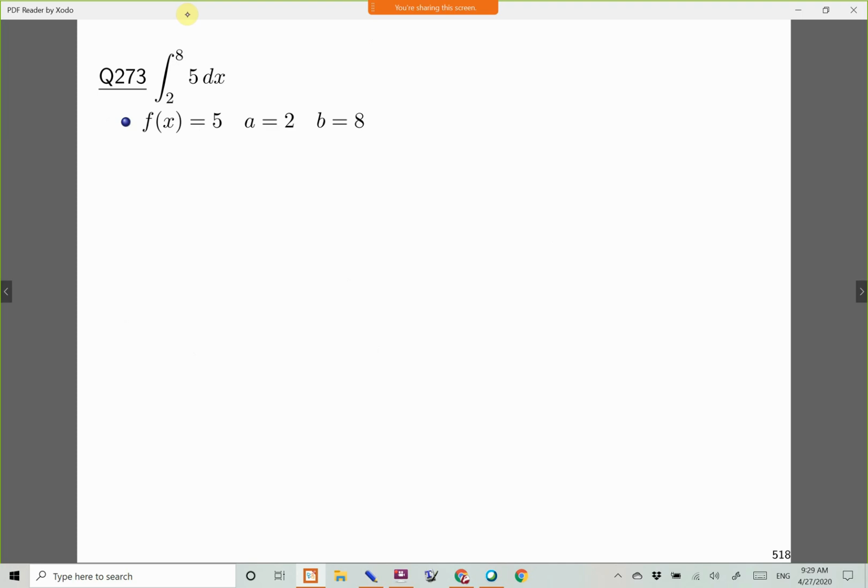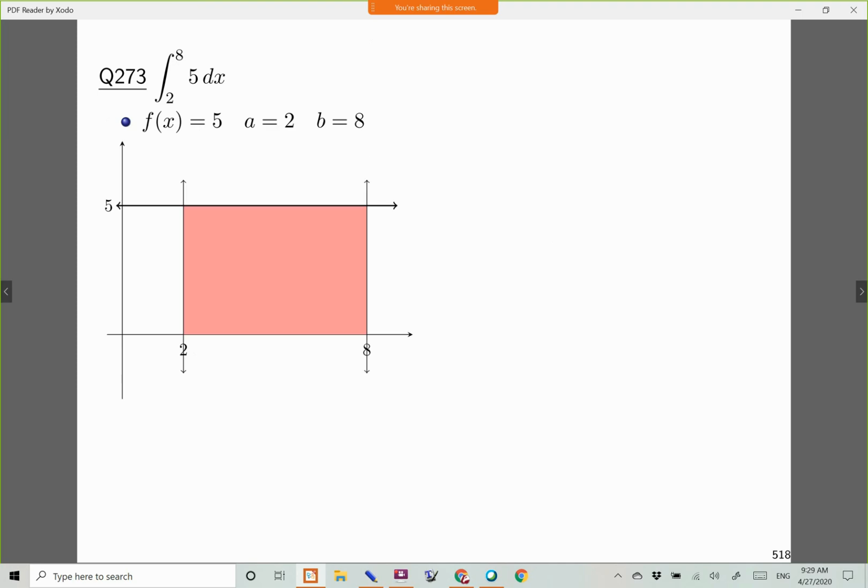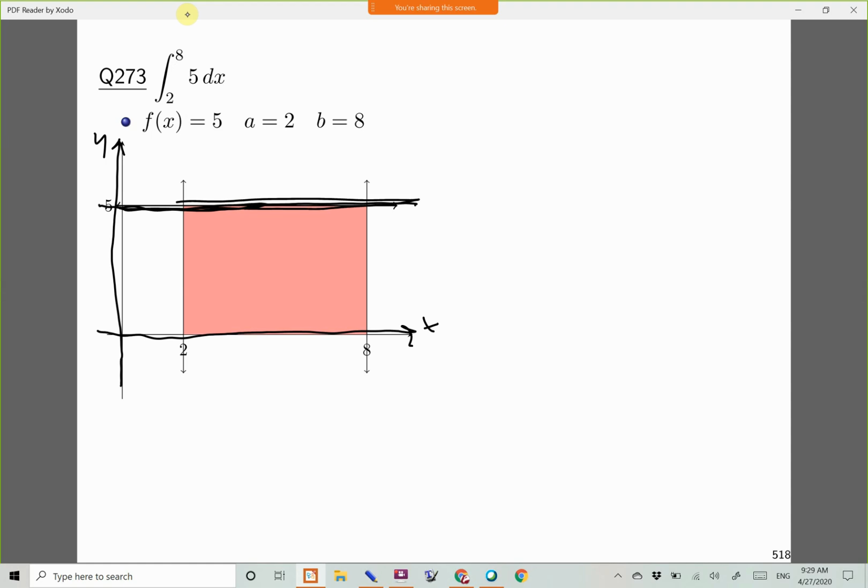We have x values of 2 and 8, and we'll graph. Here's the x-axis down there. Here's the y-axis, and the line y equals 5. That's the graph of the function. It's not wavy, it's a perfectly horizontal line, and we're looking between the x value of 2 and the x value of 8. That's going to create the shape of this rectangle.